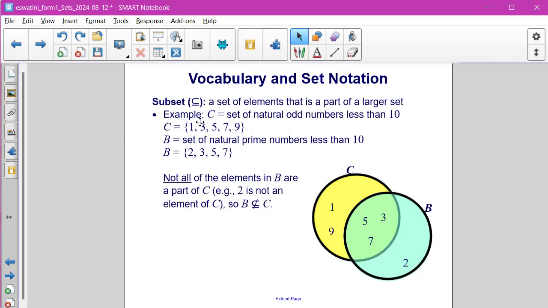Here's another example. Set C is the set of natural odd numbers less than 10, so it contains 1, 3, 5, 7, and 9. And set B is still the set of natural prime numbers less than 10, which consists of 2, 3, 5, and 7. Not all of the elements in B are a part of C. For example, 2 is not an element of C. So therefore, B is not a subset of C.